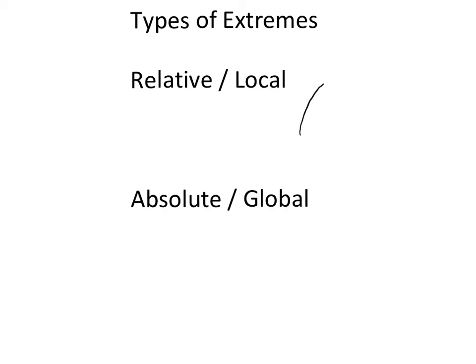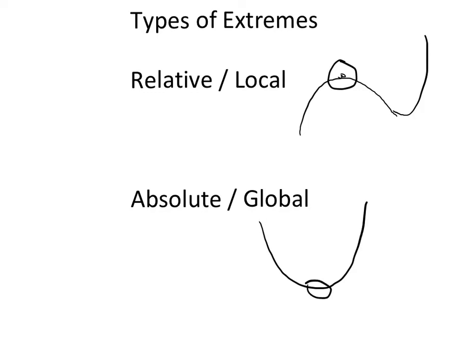That's where the graph hits a high point, but somewhere else on the graph it might be higher. This is called a relative maximum. An absolute maximum, though, is the absolute highest or absolute lowest place that the graph could be. For example, this is an absolute minimum. It is the absolute lowest place that you could be on the graph.